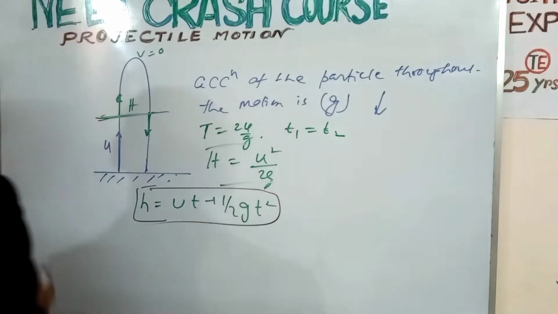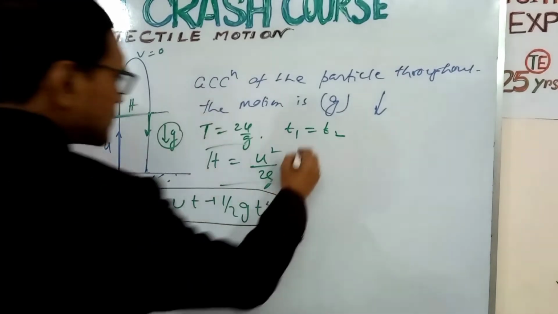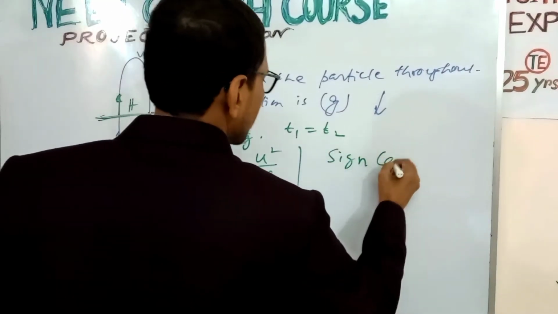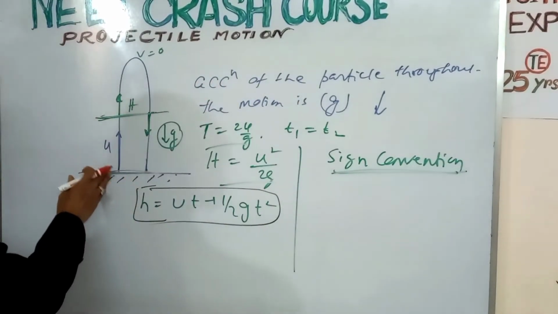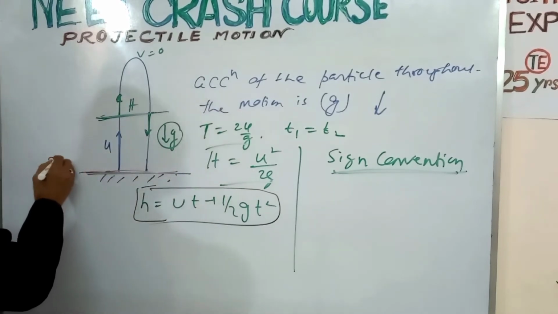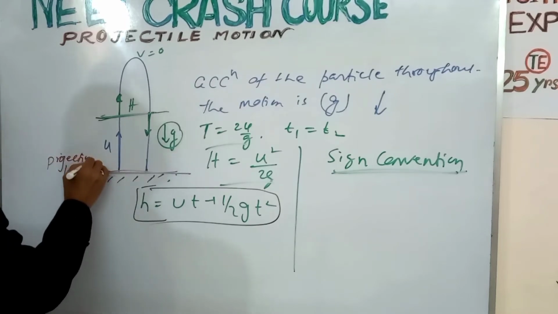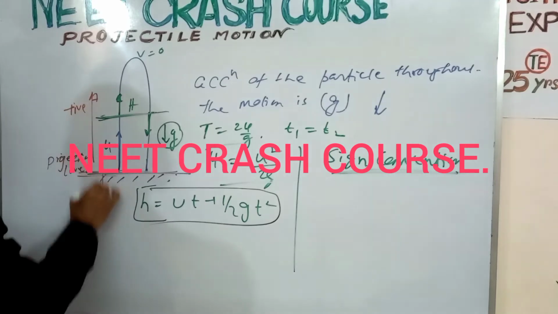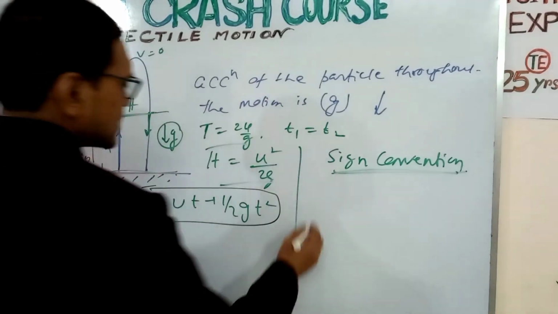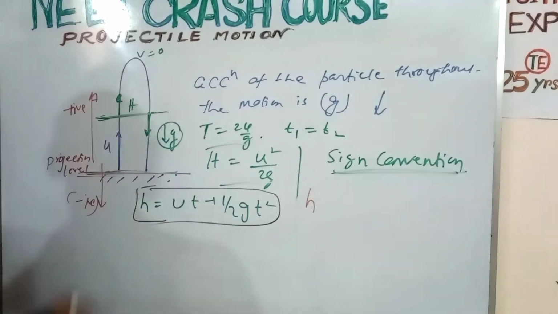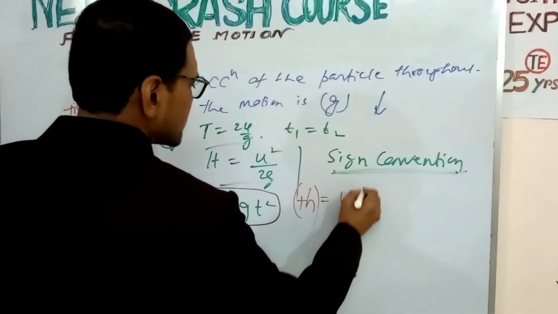Since g is always vertically downward, the important thing is the sign convention. Take the level from where the body is projected as the initial projection level. Upward direction from the projection level should be taken as positive, and downward direction as negative. So when the body is projected upward, the height of ascent h is positive, u is positive and g is negative.